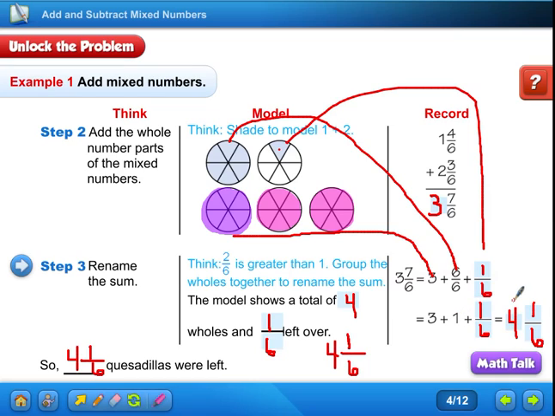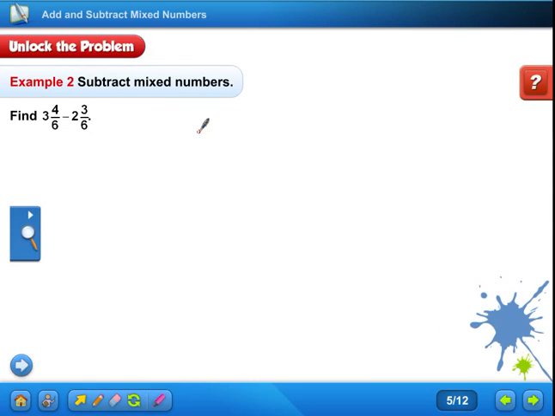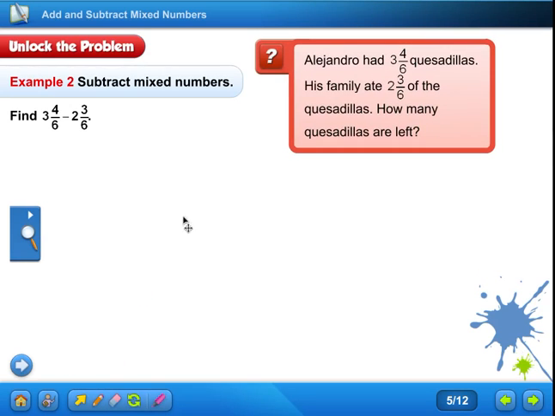So we did kind of 2 things in this problem. We added mixed numbers and then we fixed it for us. So let's go on to the next problem. We are going to subtract now. Alejandro had 3 and 4/6 quesadillas. His family ate 2 and 3/6 of the quesadillas. How many quesadillas were left?